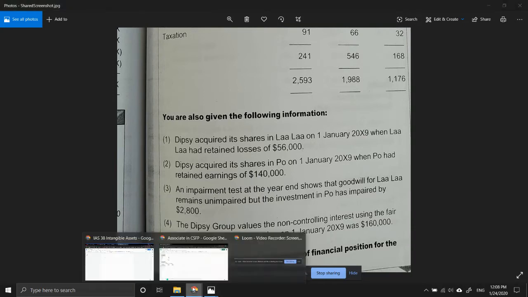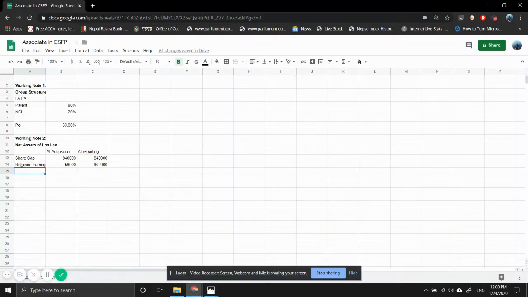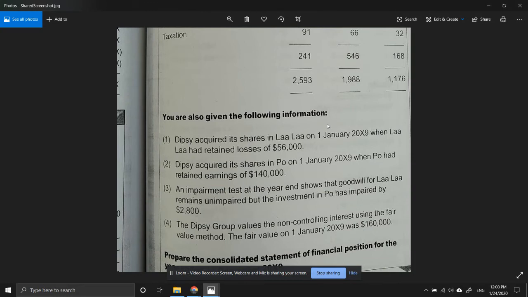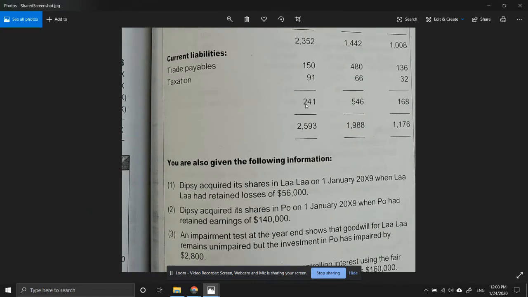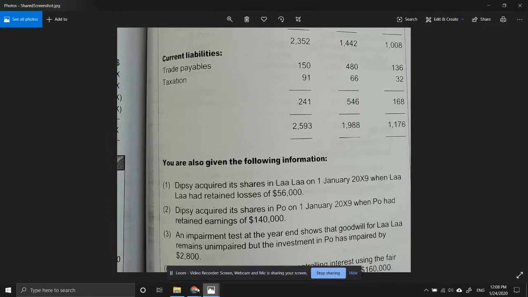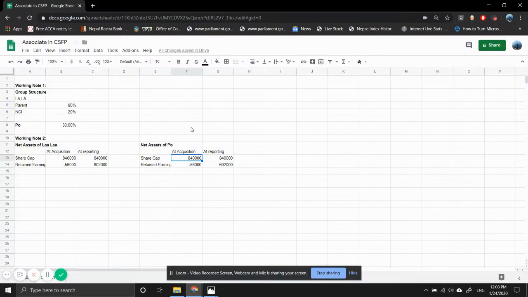Okay, so what we shall do is prepare a similar thing for associate as well so that it'll be easier for us later on. Okay, so in this case it is 4, right? And then in case of share capital, what's the share capital? Share cap is 560, right? And then retained earning was 140. 560 and 140.